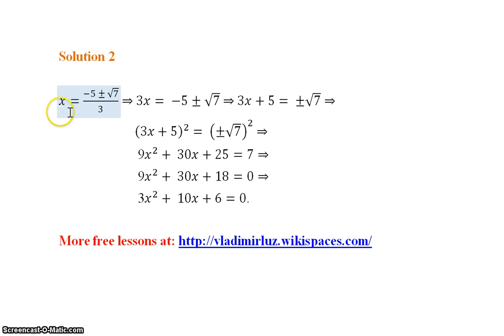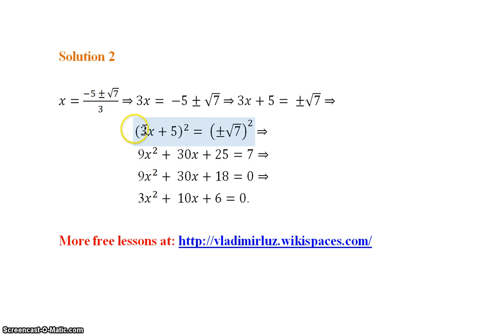The roots of the given equation are x equals (minus 5 plus minus square root of 7) over 3. Two roots, (minus 5 minus square root of 7) over 3 and (minus 5 plus square root of 7) over 3. We multiply both sides by 3 and move negative 5 to the left side with plus. Then we square both sides. Because plus or minus squared is just plus and square root of 7 squared is 7, we get this equation.